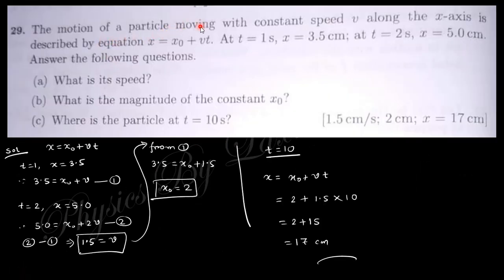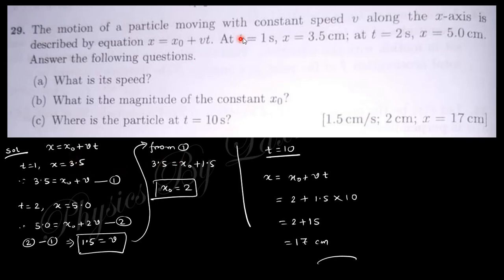The motion of a particle moving with constant velocity v along the x-axis is described by this relation, that is x equals x naught plus vt. At t equals 1, x equals 3.5, and at t equals 2, x equals 5.0. What is the value of the speed, x0, and the distance at t equals 10?